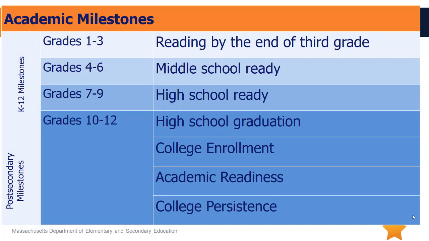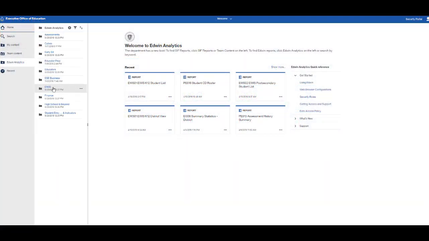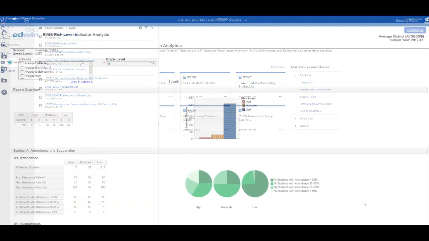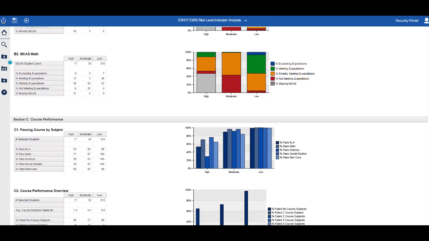EWIS reports identify the students who are at risk of missing an important academic milestone if no additional supports are provided. Educators review the reports to understand how many students are at risk or who they are, and to examine patterns of risk.